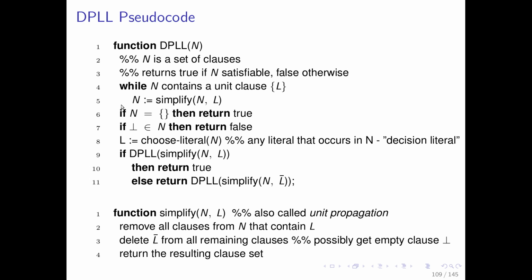Then what am I going to do? Coming back here, I'm going to say, as long as N contains a unit clause, simplify it with that unit clause. So keep iterating using the information that's in the unit clauses. What's the information in the unit clauses? It's that L has to be true, right?